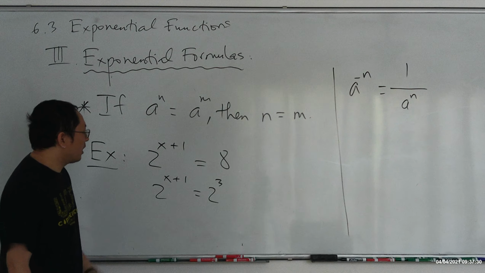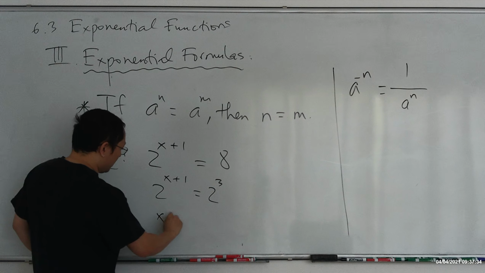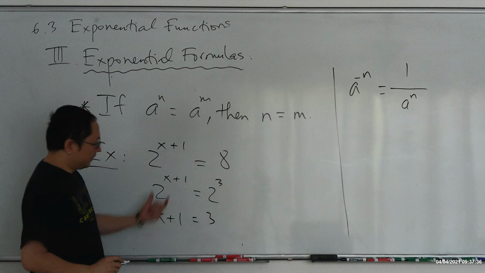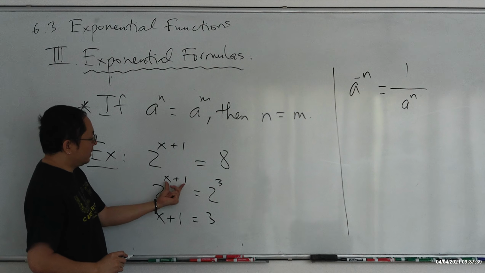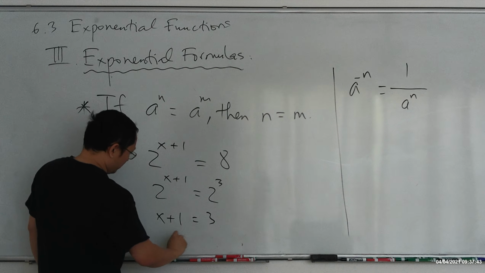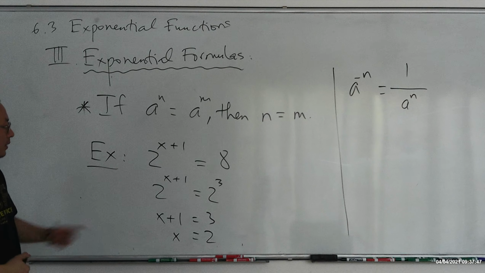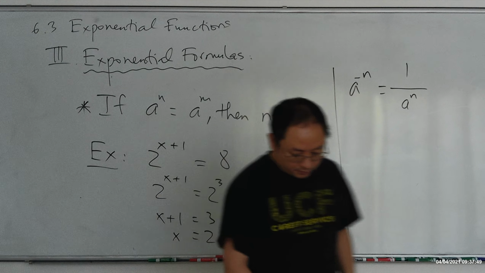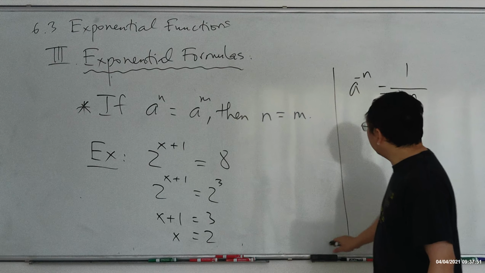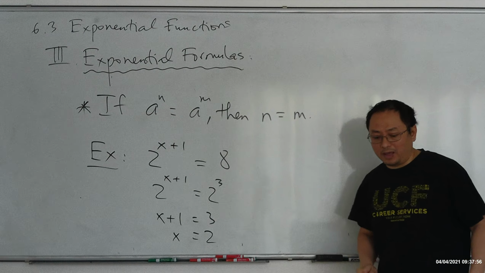Now, applying it to our problem right here, I can use the theorem. I can say that x plus 1 is equal to 3, because the left hand side exponent n is x plus 1, and the right hand side m is 3. So subtract 1 from both sides, and I get x equal to 2. You see? That's how you solve a problem like that. And you will see something similar in the exercises in our textbook, homework, or my math lab as well.